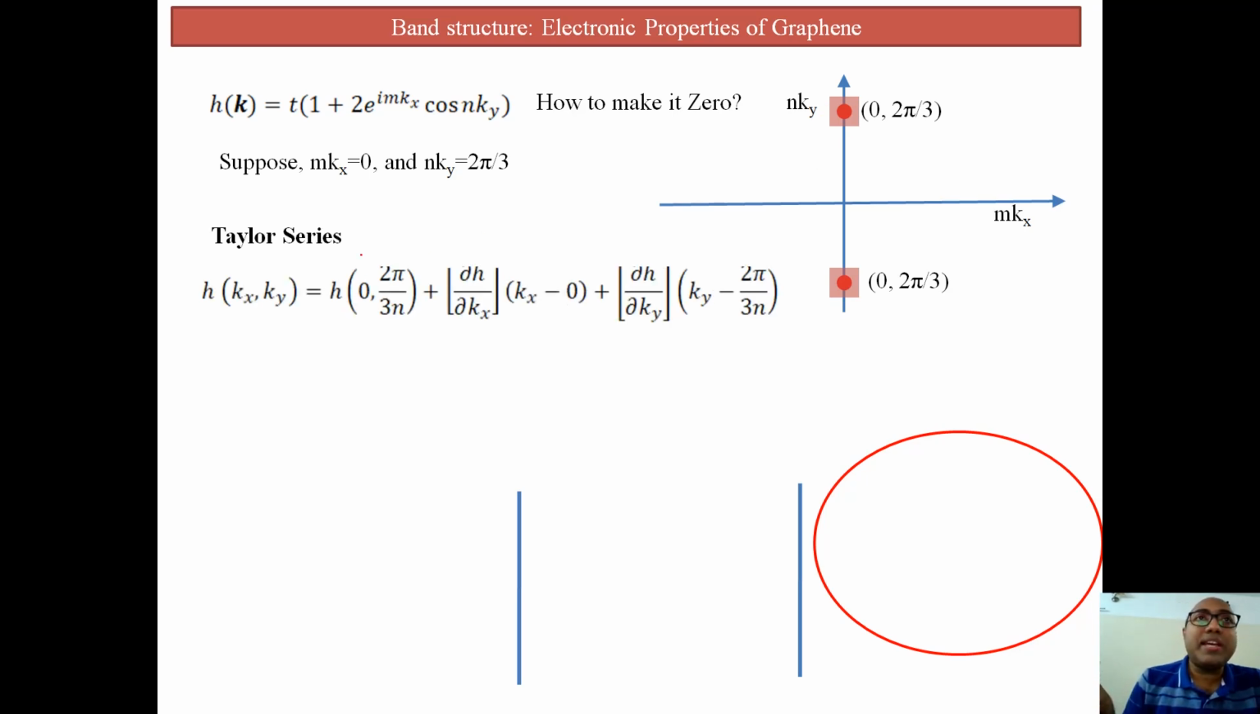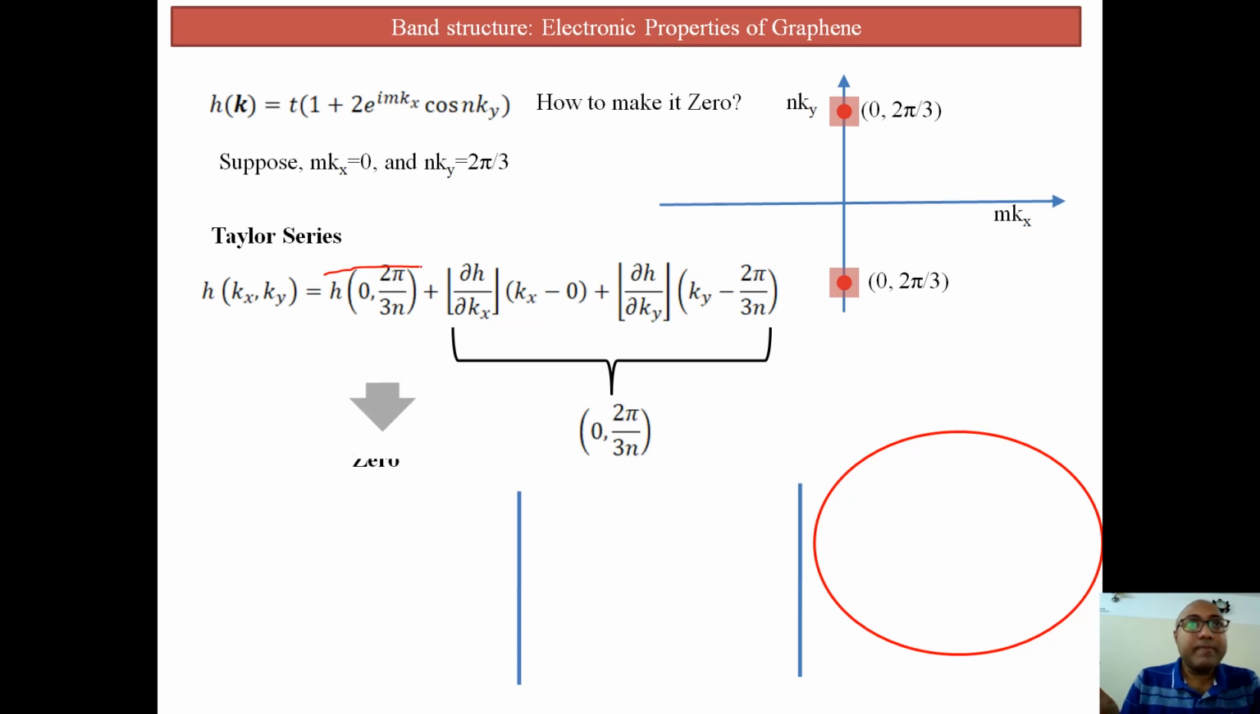So how to explain the Taylor series? This is my Taylor series: H at 0, 2 pi by 3, plus del h by del kx. So the first order term we have taken, you can use the second order term, no issue. And this value we have already taken is 0, no? This value is already taken as 0, because that is what we have done just now.